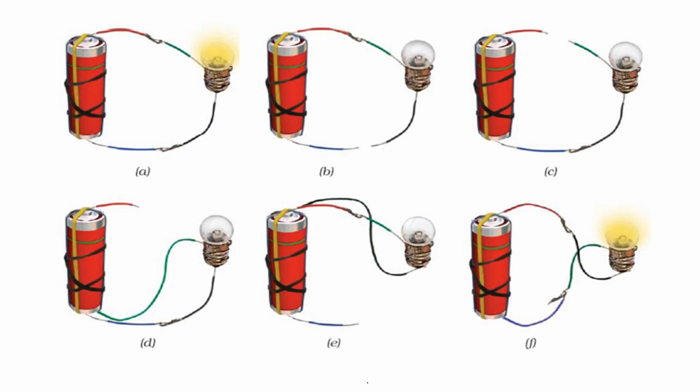So next we will look at some arrangements of cell and bulb. Look here, cell, bulb and wires are joined. Here you see there are 6 images. In A and F the bulbs are glowing, but in B, C, D, E the bulb is not glowing. So let's see why the bulb is not glowing.